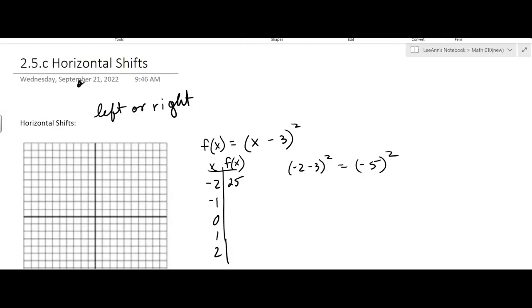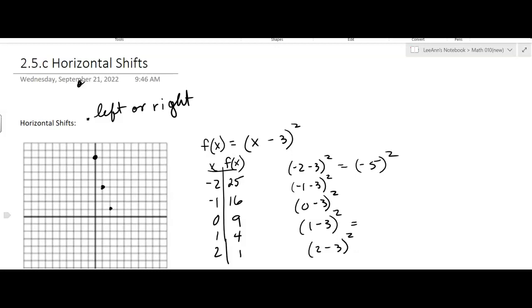So you put in -1, and you get 16. Okay, well, you're getting closer, right? And then you put in 0, and you get 9. Okay, well, at least now we're on the piece of graph paper there. And then you put in 1, and you get 4, right? And then you put in 2, and you get 1.